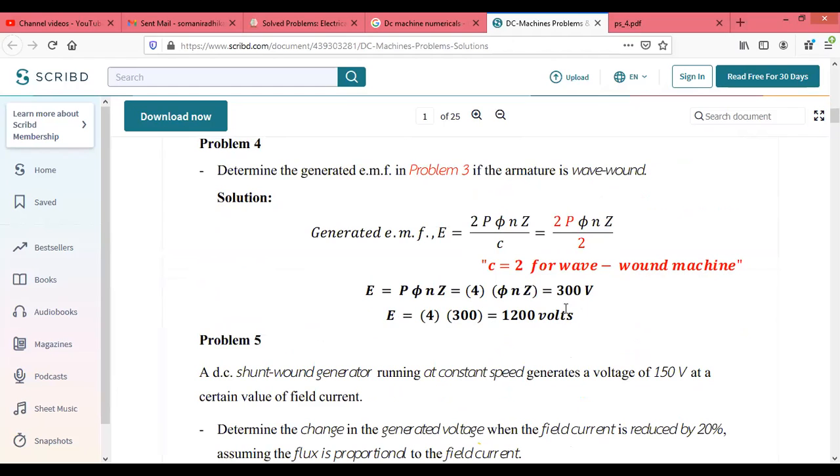And if there is lap wound, at that time we are considering... Is there any issue? Okay, someone has joined the class. Okay.